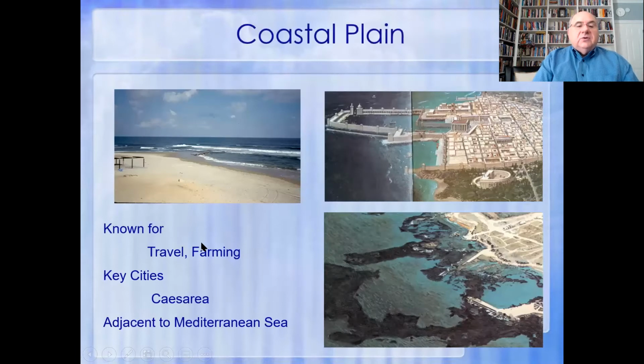Here's some pictures of the coastal plain, and you can see the Mediterranean Sea here in the first picture. And the coastal plain was primarily for travel. So we talked a few moments ago about the land bridge concept, that if you were in the Babylonian or Assyrian empires and wanted to get to Egypt, you would have to go through Israel. You would march along the coastal plain. Later, of course, Greece and Rome will also have business with Egypt, and they would come through the coastal plain.